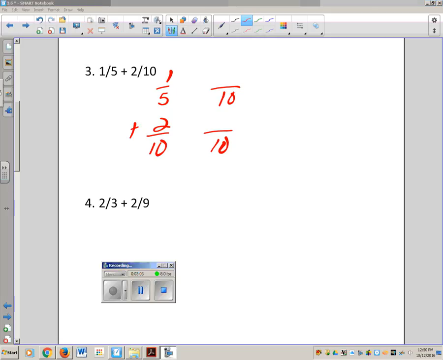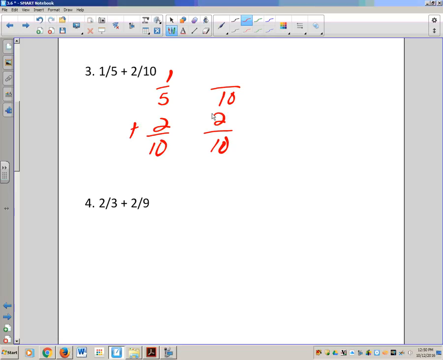Okay, so the common denominator is 10. The 2/10 does not change. I multiply the 5 by 2. 1 times 2 is 2. 2/10 plus 2/10 is 4/10. They're both even. I can divide them by 2. That equals 2/5.